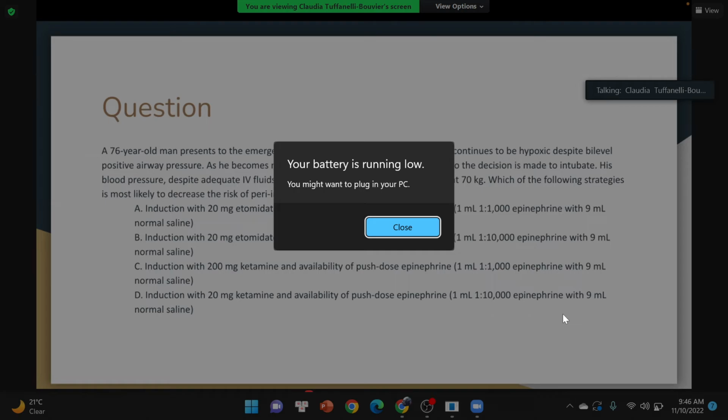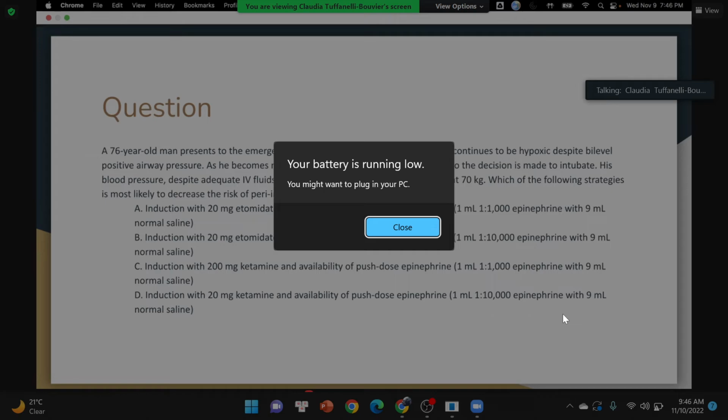C, induction with 200 milligrams of ketamine and availability of push dose epinephrine, 1 to 1,000. Or D, induction with 20 milligrams ketamine and availability of push dose epinephrine, 1 ml to 1 to 10,000.